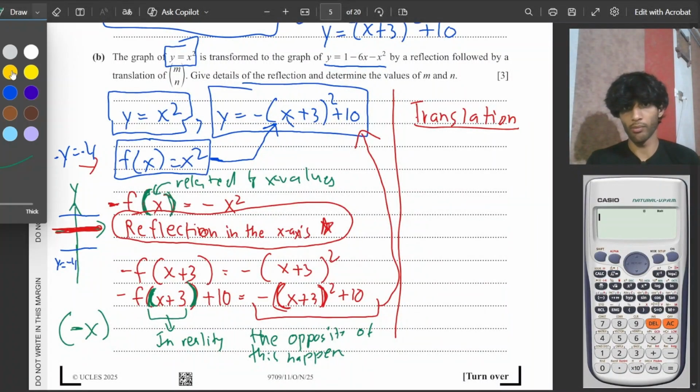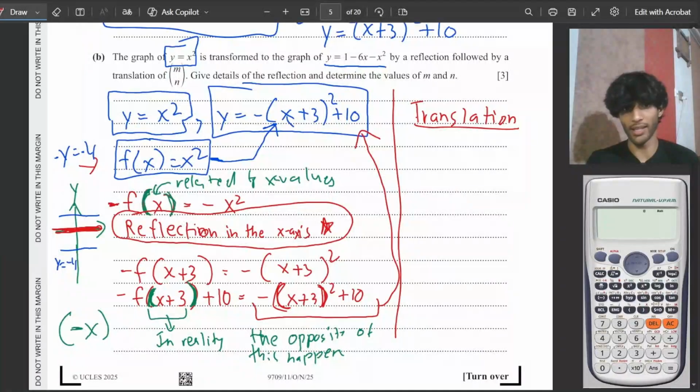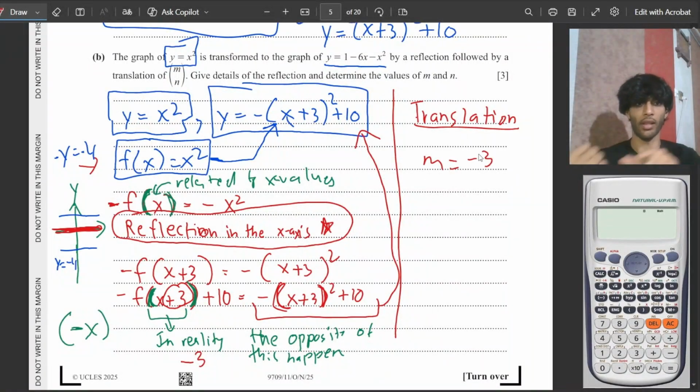Therefore, the translation in y that's taking place is basically every point is moving to the left by 3 units. Why? Because over here it's positive 3. So in reality, it's negative 3. So m is negative 3. Everything moves to the left.